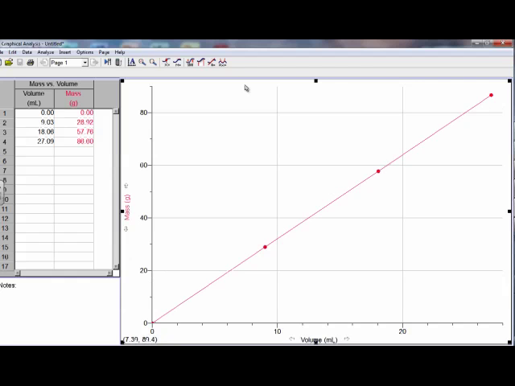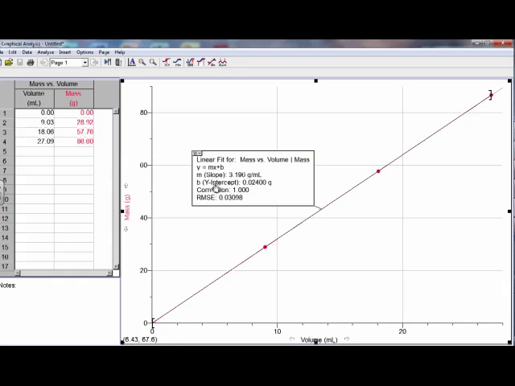Now if you look at the graph, it has graphed out your density, basically the slope that you see here. If we did our best fit line, you can see the best fit line. This is the slope that's going to show us the actual density, because if you look at the units, it's grams over milliliters. Now this is a little bit higher than the density for aluminum, but you can see the idea of what you're seeing with the best fit line there.